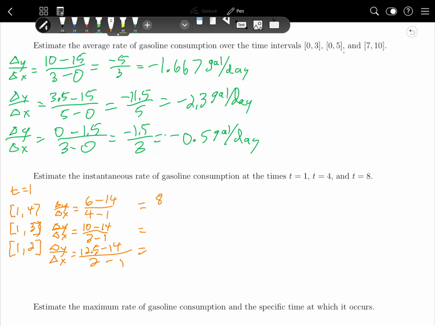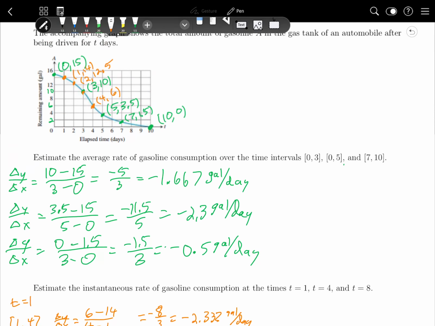So this would be negative 8 over 3. So that's negative 2.333 gallons per day. This next one is negative 4 over 2. So that's negative 2 gallons per day. And then the last one is negative 1.5 over 1. So that's negative 1.5 gallons per day. So we can see it's decreasing, and it's going towards 1.